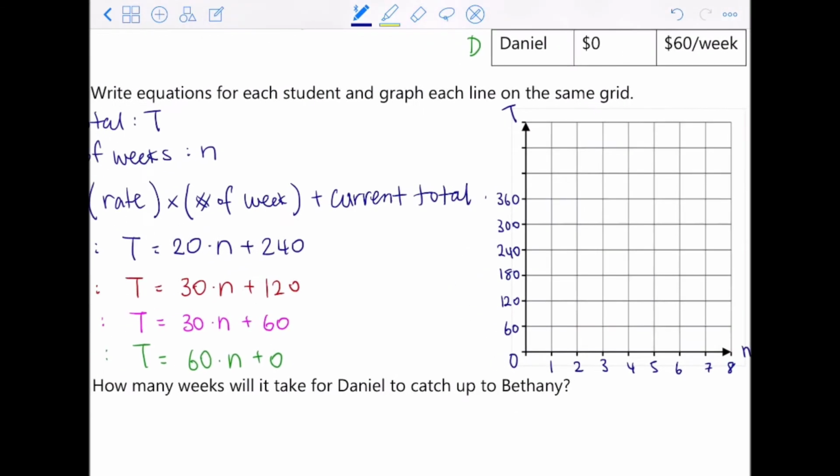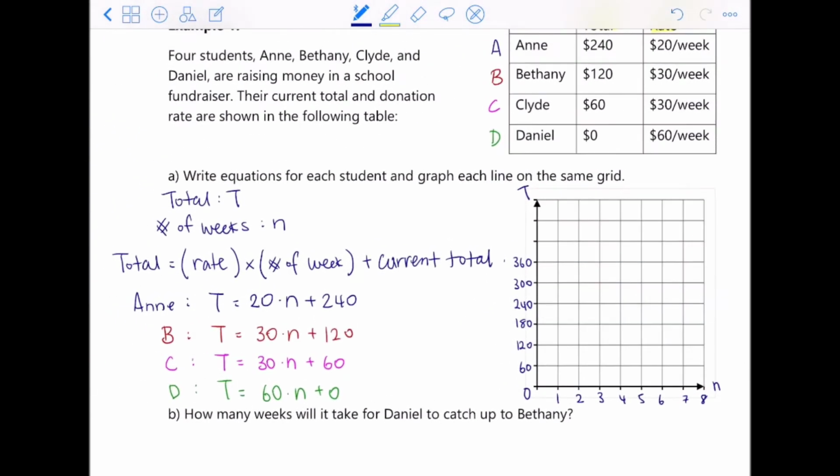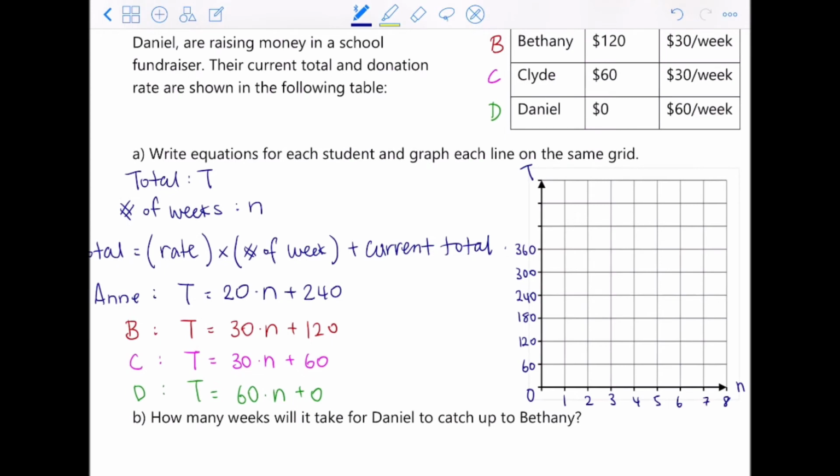All right, so now that we have set it up, let's take a look. So I'm going to color code this. For Anne, N is blue. We're starting at the y-intercept at 240. And notice that it's going up by 20 per N, but my grid doesn't go up by 20. It goes up by 60. So you need 3 20s to have 60. So I'm just going to go to when N equals 3, right here, then you add another increment. So our next point would be right here.